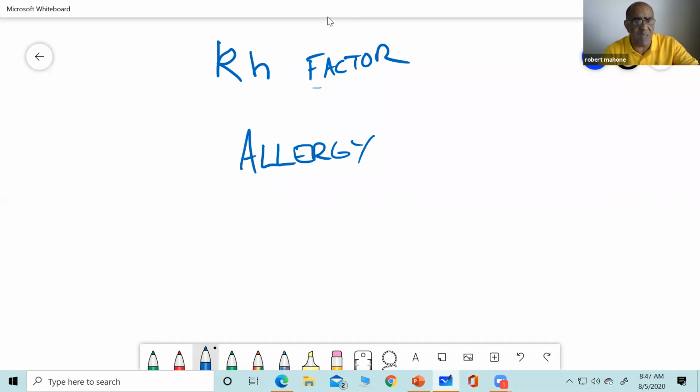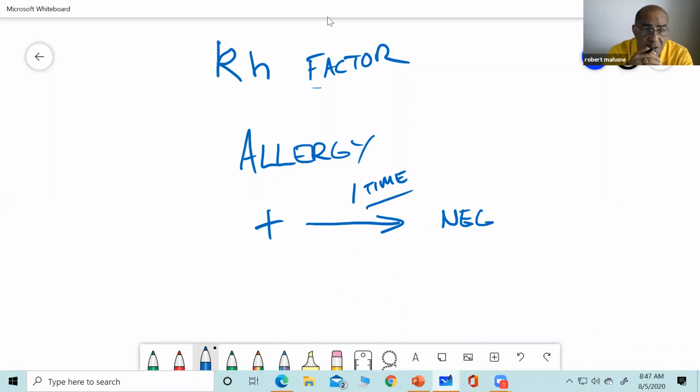Does anybody know the main number one rule for allergies? Have you ever heard it before? The number one rule for an allergy is that you cannot be allergic to something until you've been exposed to it at least once. The allergic reaction will not happen until the second exposure. So what is that telling you then? You can put positive blood into a negative person one time.